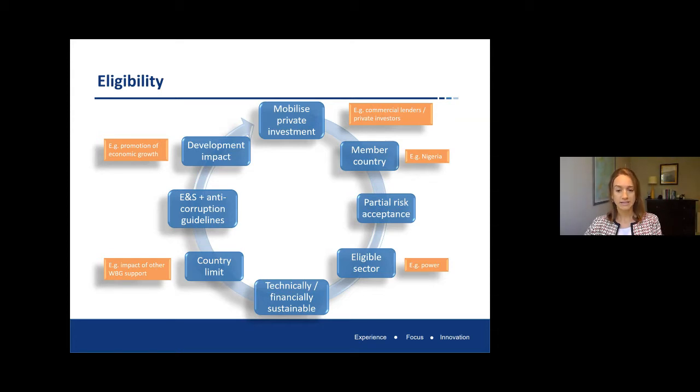And finally on this slide, development impact. For the PRG to be deployed against a project, the World Bank Group will want to be confident that there's a demonstrable impact from a developmental perspective. So that might be a broad-based economic growth element, or a project that is aimed at increasing the effectiveness of a private or public sector.